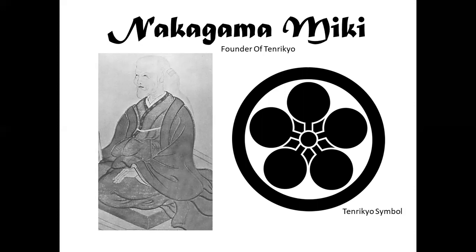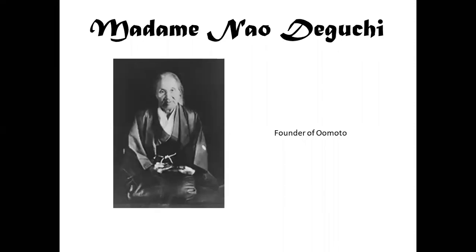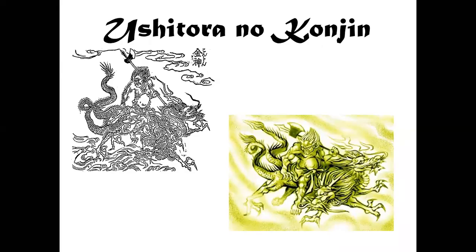But again, Miki Nakayama is considered the founder of Tenrikyo. She's one of these female shamans, and apparently she composed 1,711 poems under divine inspiration. Now, Madame Noguchi is the founder of another one of these sects, Omoto, and it developed from revelations that she apparently received from a very little known kami named Ushitora no Konjin.